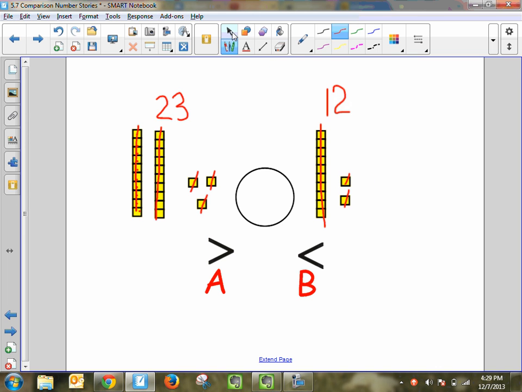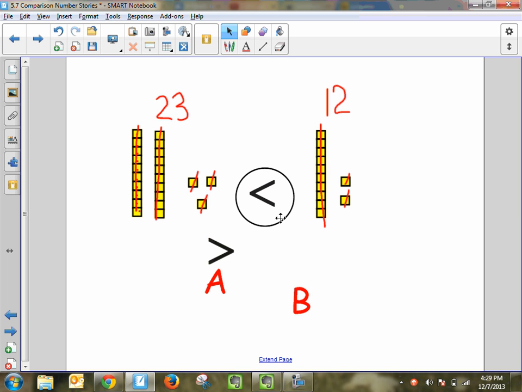So which symbol would I need to put in the middle? Would I put A in the middle, or would I put B in the middle? If I put B in there, what do you think? Is that right or wrong?